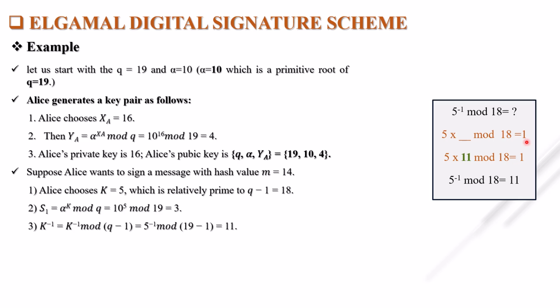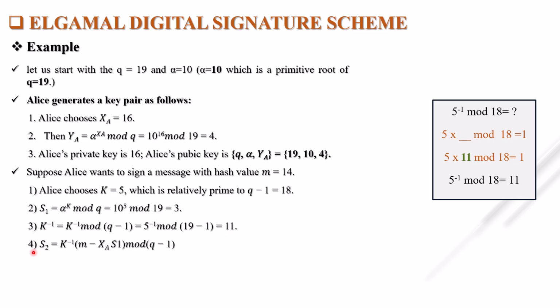If I take 11, so 11 into 5 is 55. 55 mod 18 is equal to 1. So by multiplying which number do we get mod 18 equal to 1? By multiplying 11. So what is the answer of 5 inverse mod 18? The answer is 11. Okay. So the value of k inverse is 11. So with the help of k inverse we can find signature 2, that is S2.